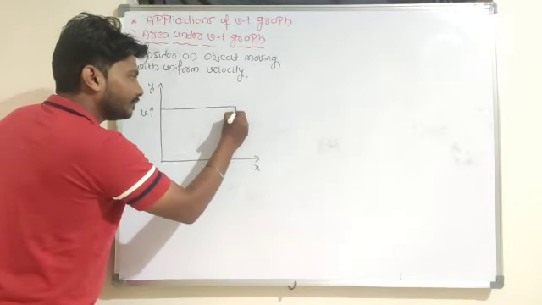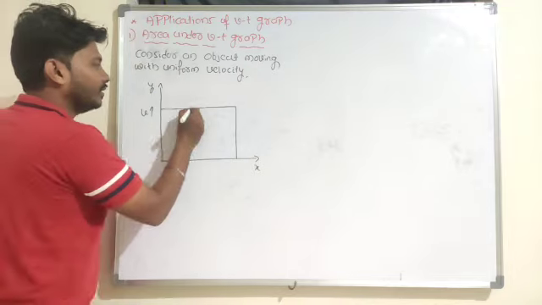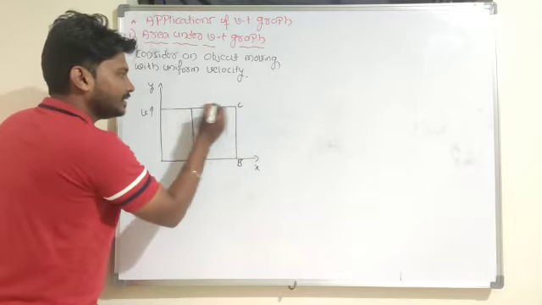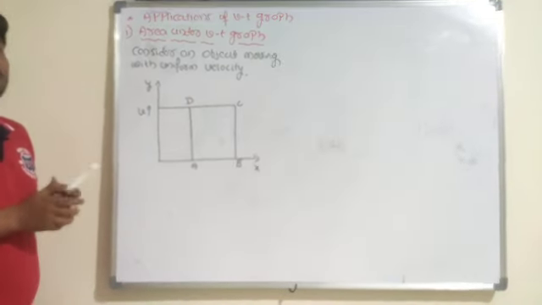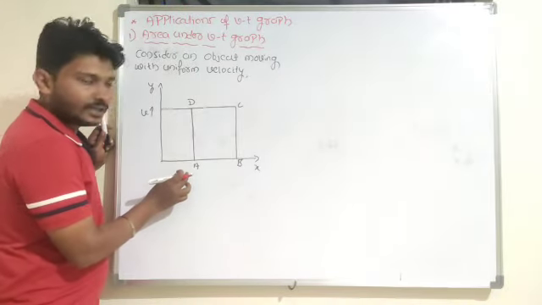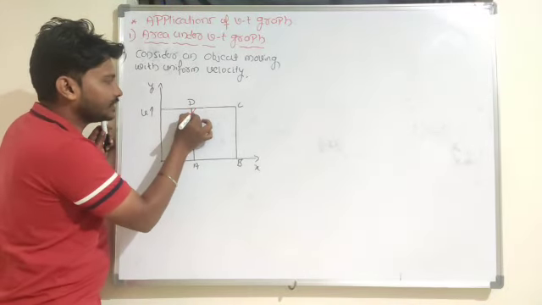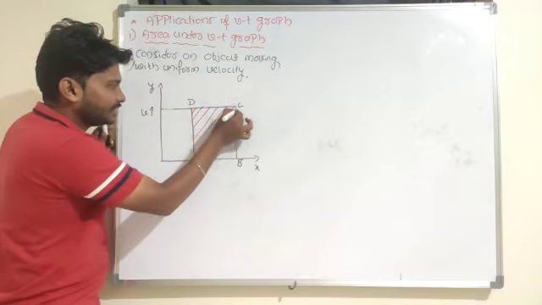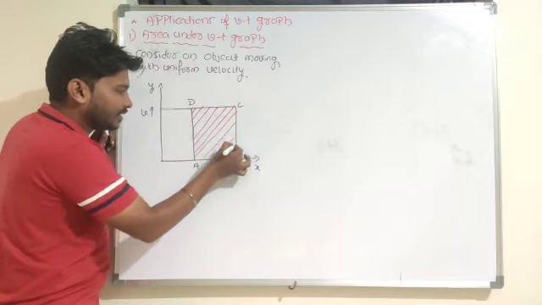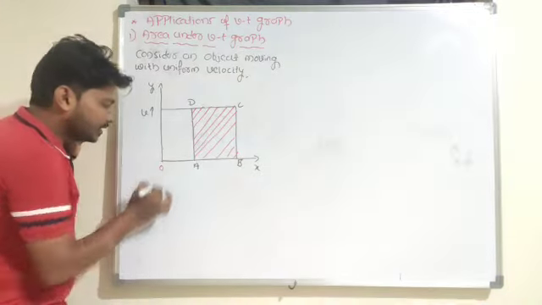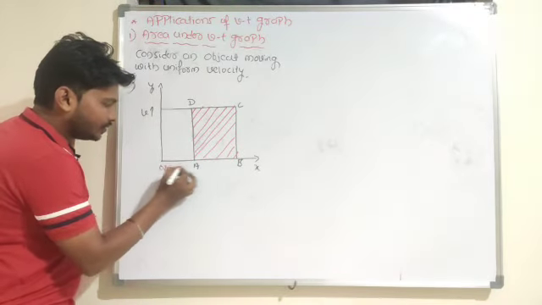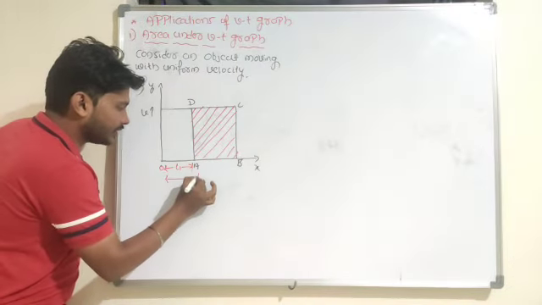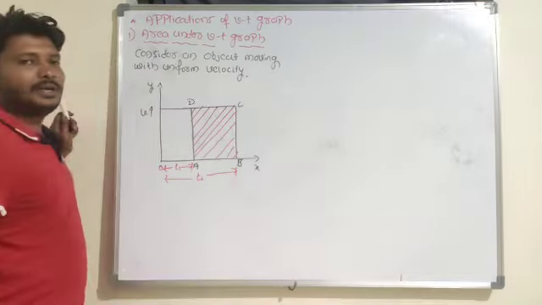Now in this graph, I will take points A, B, C and D. I will choose a certain area under the velocity time graph. A, B, C, D is the area under the velocity time graph. This is the origin. From the origin to point A, the time taken will be T1. From the origin to point B, the time taken by the body is T2.